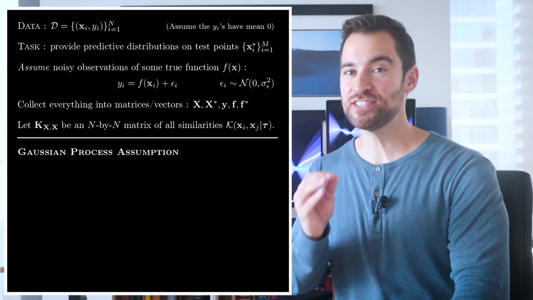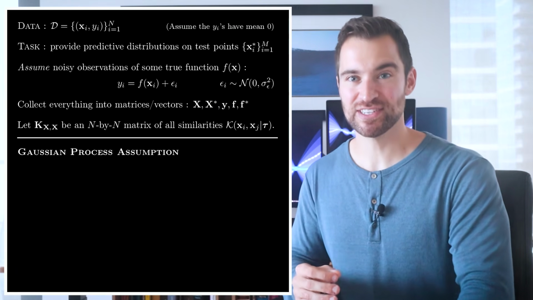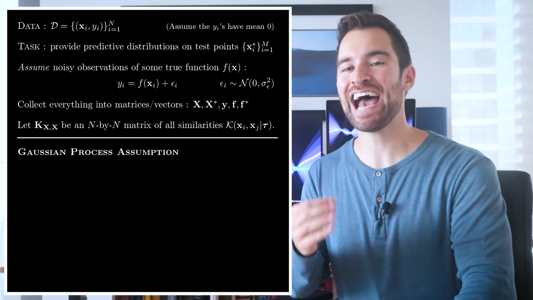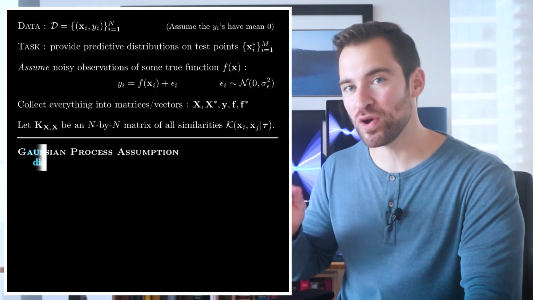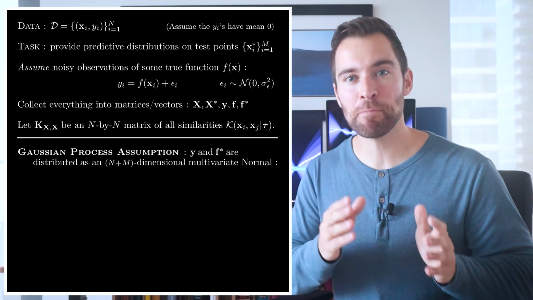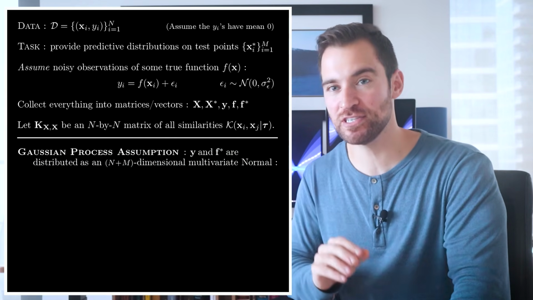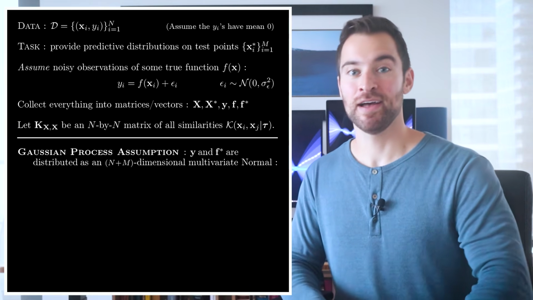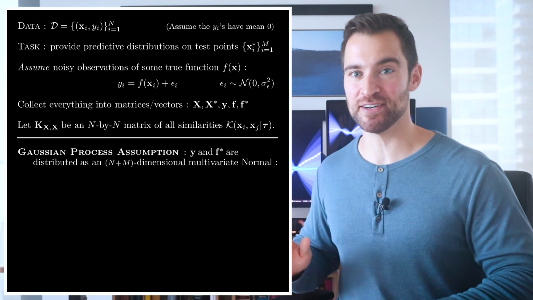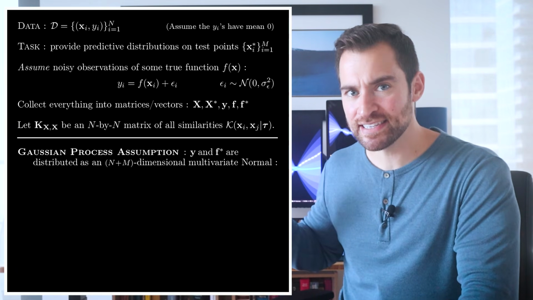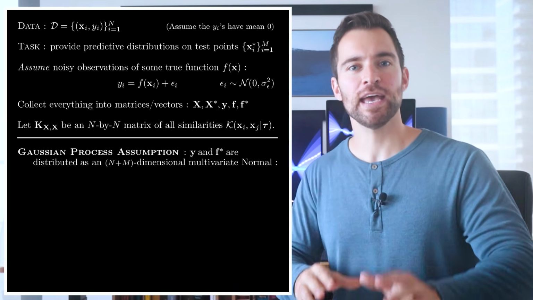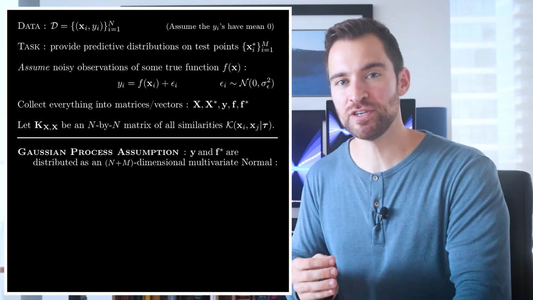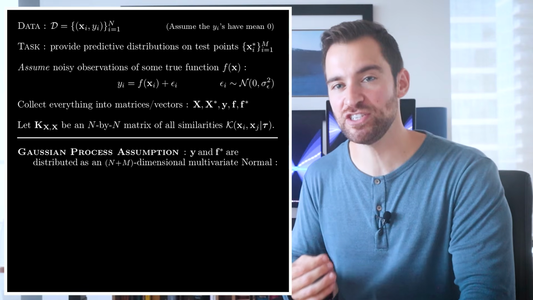Okay, we assume that our observations and the true function outputs at our test points are jointly distributed as an n plus m dimensional multivariate normal. Now, before I show you the details, let's recognize that this is weird. In most cases, when we assume a distribution, our data gives us many observations of it.